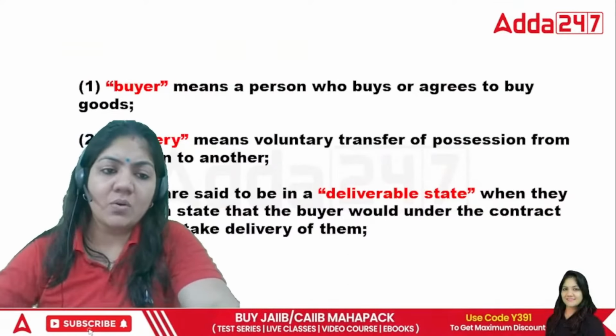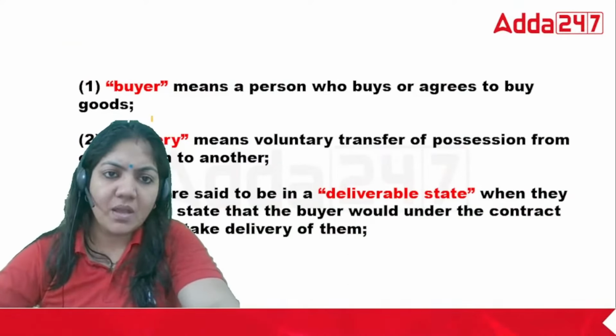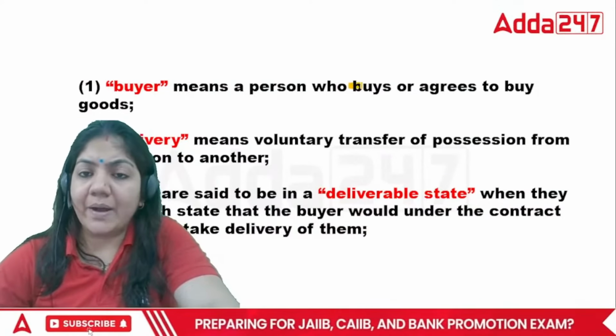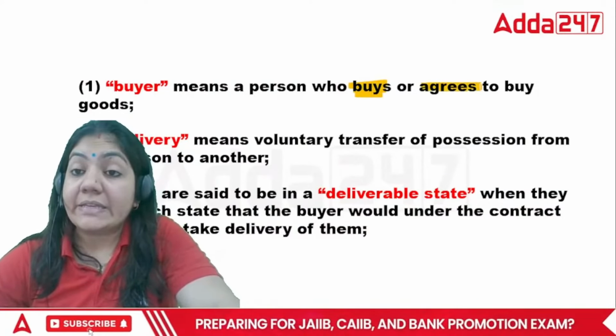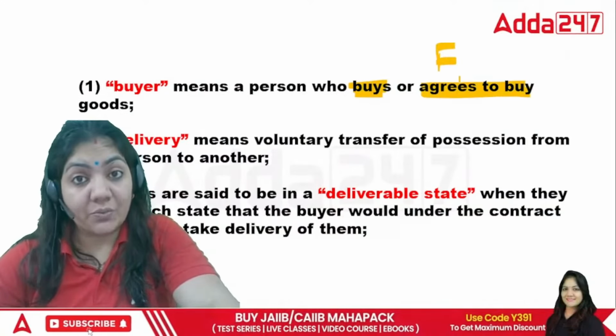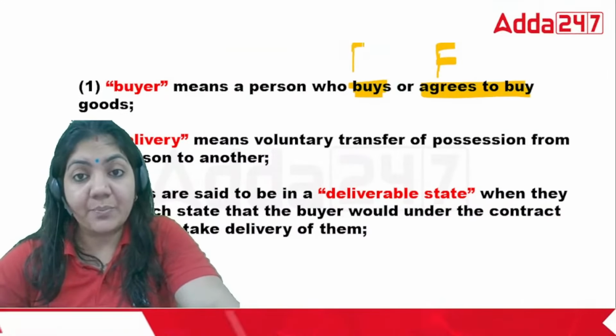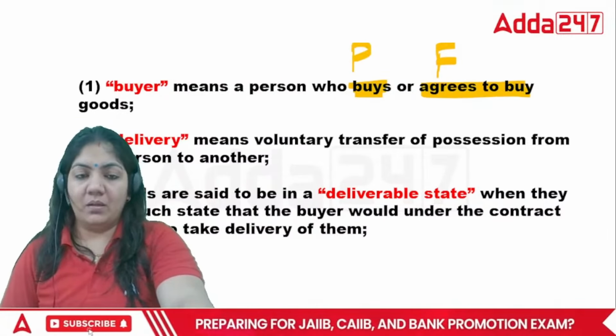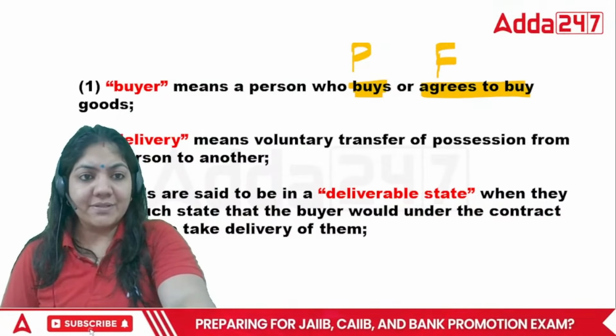Now see, who is a buyer? A buyer is a person who buys or agrees to buy. What is agrees to buy? We are talking about the future one, and buys is the present. Present and future.